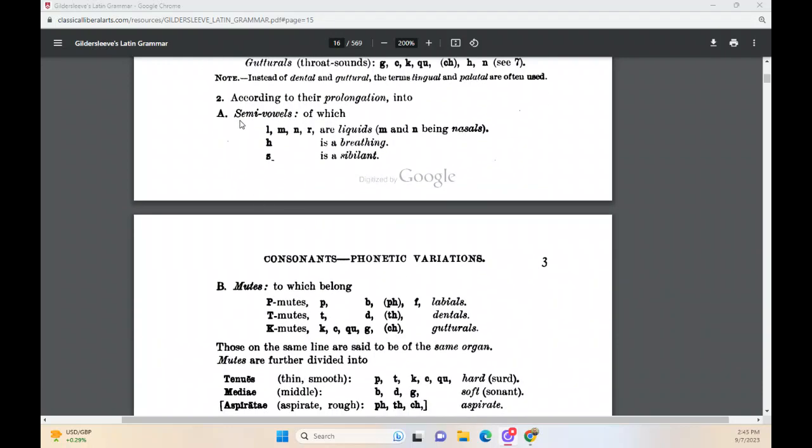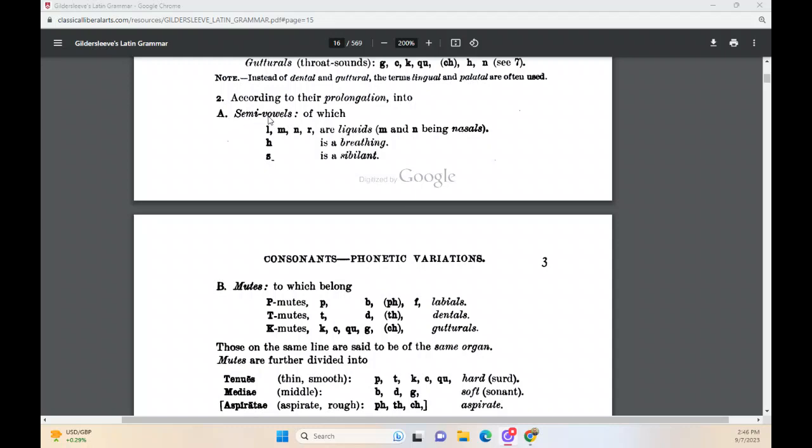Now, the second way we can divide the consonants is by prolongation, and we see that there are two groups. There are semi-vowels and mutes. A semi-vowel, the word semi means half or almost. So these consonants are almost vowels. They're like vowels. And then the mutes, when you think of the word mute, you normally think of turning off the voice. And that's what mutes are. Mutes are consonant sounds that completely stop the voice when they're pronounced. So two groups based on the length of time required to pronounce the sounds: semivowels and mutes.